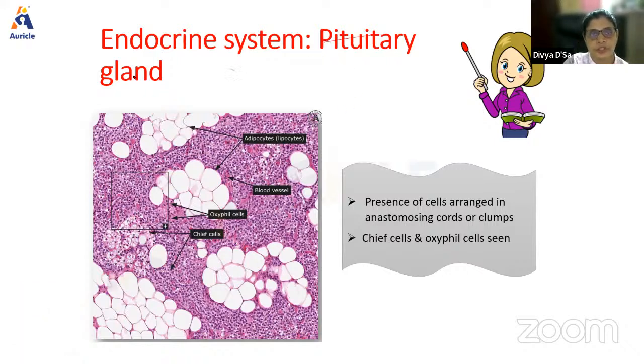This is not pituitary, instead it is parathyroid. So here we see basically two types of cells. One is the oxyphil cells and chief cells, present. A lot of adipocytes are there. Here basically the cells of the parathyroid are arranged in an anastomosing cord and clump pattern.